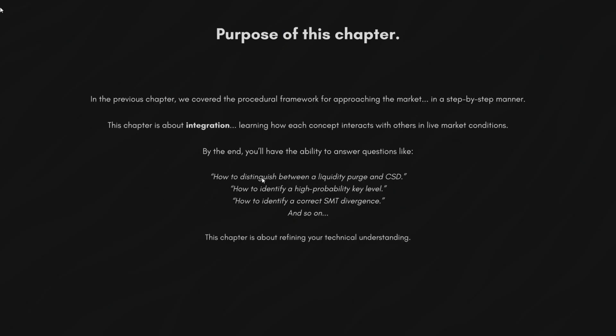By the time you are done with this chapter, you should be able to answer questions like how to tell the difference between a regular liquidity purge and a proper CSD, how to identify a high probability key level, how to identify a correct SMT divergence or how to confirm it, and so on. Along with this, we'll have many other things too, but you get the idea. That's the goal here. This chapter is basically about refining your technical understanding. Now let's get into the chapter.